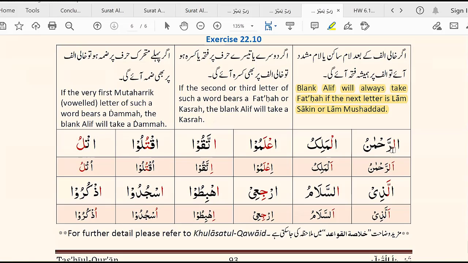So please, we are reciting the Holy Quran. Okay, so I would like to request all the students to pay due respect. Okay. Jazakumullah.